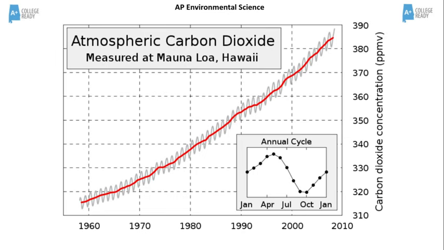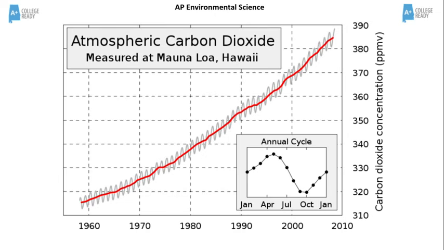This graph shows how CO2 concentration has changed as measured at Mauna Loa, Hawaii. The red line shows that CO2 concentration in the atmosphere is steadily increasing over time. The gray line represents annual fluctuations.